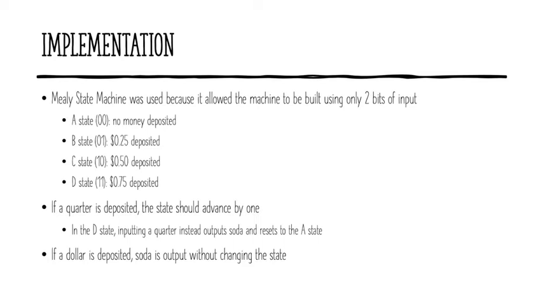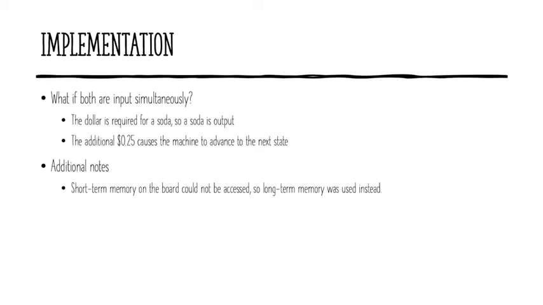If at any time a full dollar was put in, the state would not change, but a soda would be output. If a dollar and a quarter are input at the same time, the dollar will have the same effect as before. It will cause a soda to be output without changing the state. And the quarter will also have the same effect as before, resulting in the state advancing by 1 unless it is in the D state, in which case it should result in returning to the A state.